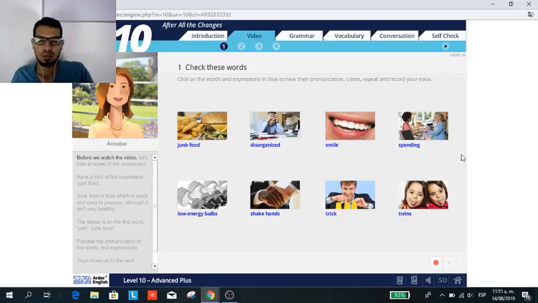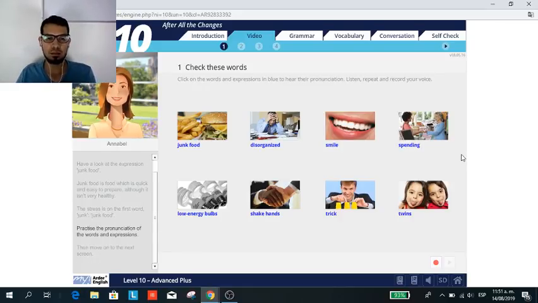Before we watch the video, let's look at some of the vocabulary. Have a look at the expression junk food. Junk food is food which is quick and easy to prepare, although it isn't very healthy. The stress is on the first word, junk. Junk food. Practice the pronunciation of the words and expressions. Then move on to the next screen.